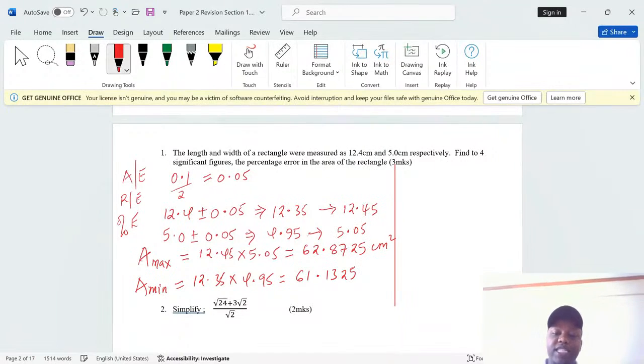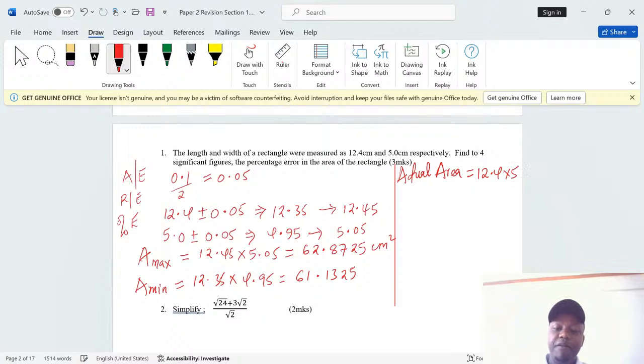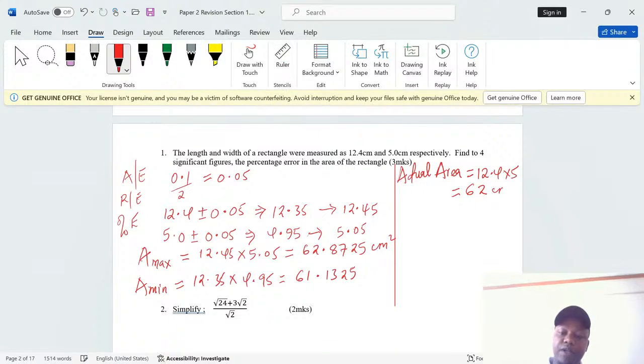There is also another value which we usually call the actual area. So we are going to calculate the actual area. The actual area is calculated from the dimensions as they have been recorded, 12.4 by 5.0. This will give us exactly 62 square centimeters.